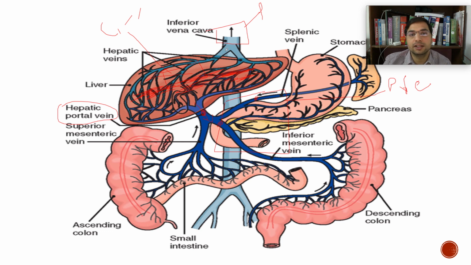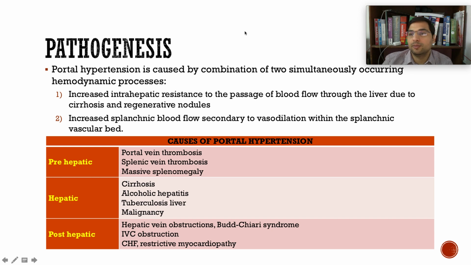Similarly, if there is some obstruction in the hepatic vein, suppose the hepatic vein is having a thrombus, or the hepatic vein is occluded because of some syndrome called Budd-Chiari syndrome. Because of Budd-Chiari syndrome, this hepatic vein is occluded, narrowed, stenosed. Then it can lead to a backflow of blood to the portal vein, causing portal hypertension. So pre-hepatic causes, hepatic causes, and post-hepatic causes can be the reason for portal hypertension.